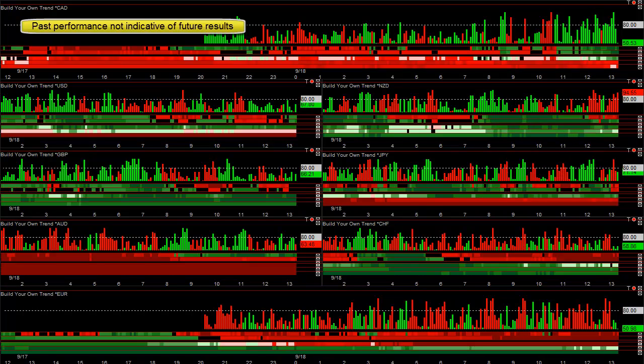So that being said, the real-time trend is on the top. Underneath that we have 15-minute trend, hourly, daily, weekly, monthly. The more time frames that line up, the higher your odds are. For example, here at 7:30, we see incredible momentum in the New Zealand. Pretty much all the time frames are up.